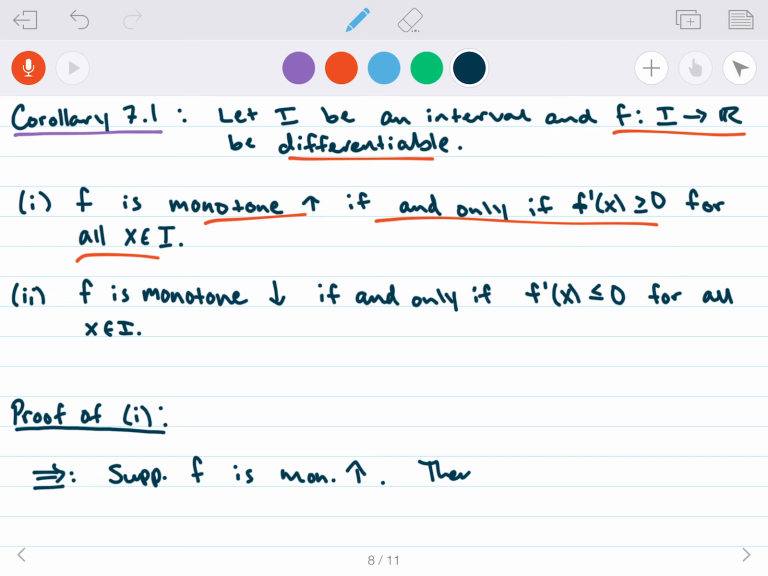Then for all x1, x2 in our interval, when x1 is less than x2, what does it mean to be monotone increasing? Well, it means the function is growing, right? So here's x1, here's x2. That means that f of x2 is bigger than or equal to f of x1.